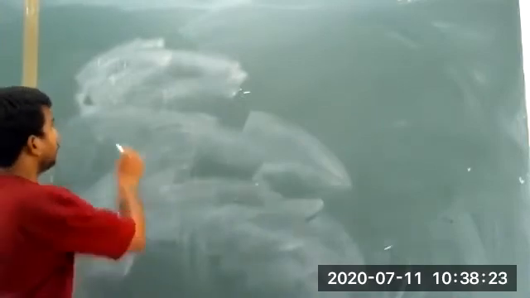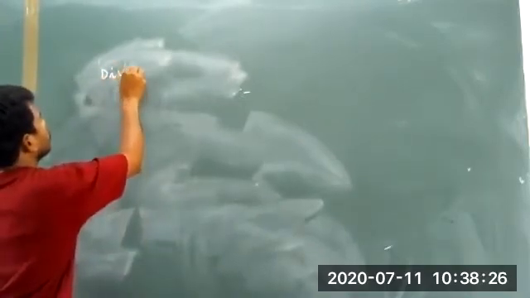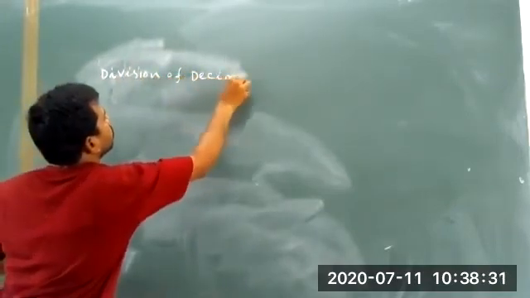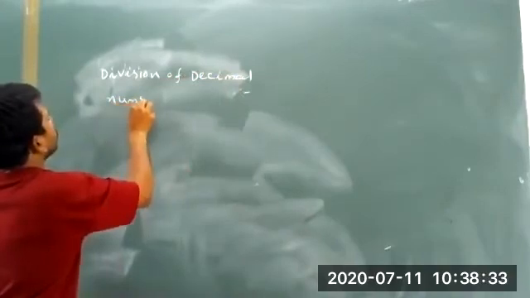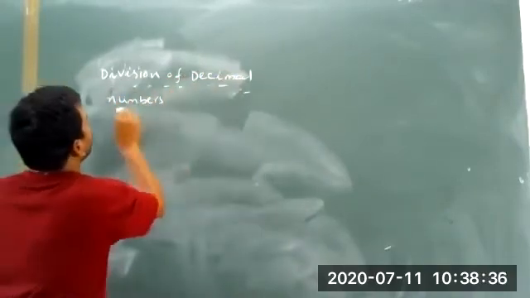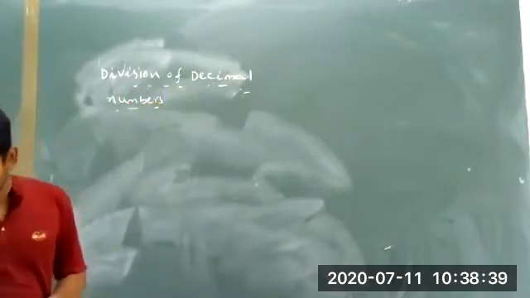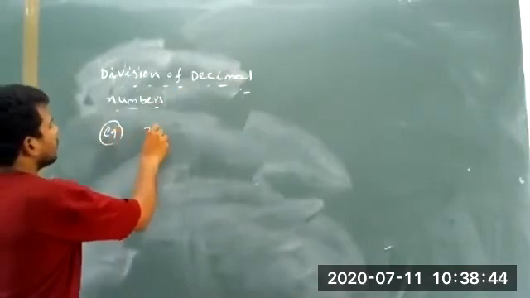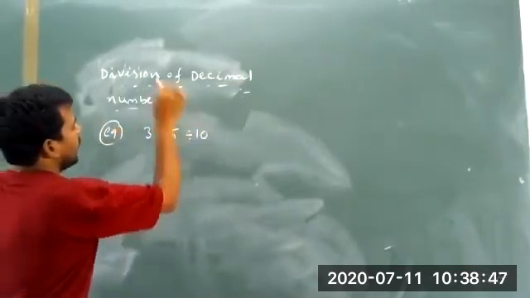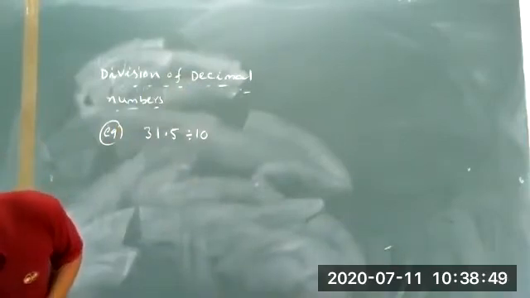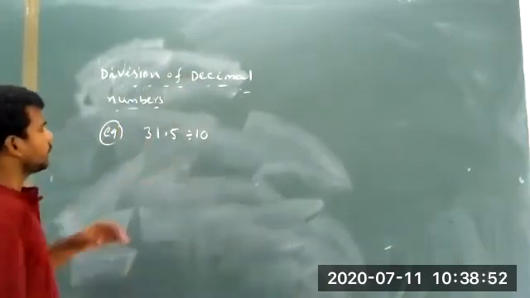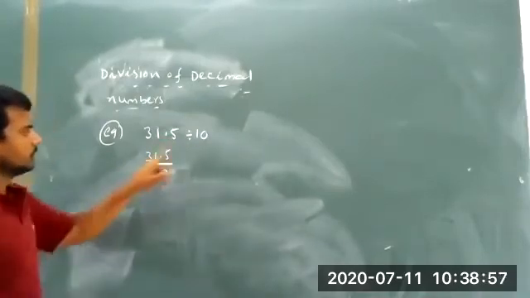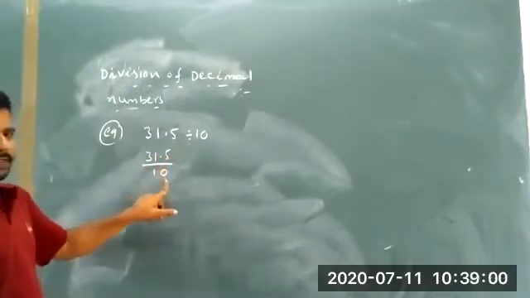Next, division of decimal numbers. For example, 31.5 divided by 10. So take this one: 31.5 divided by 10.